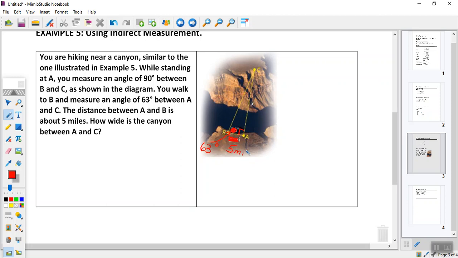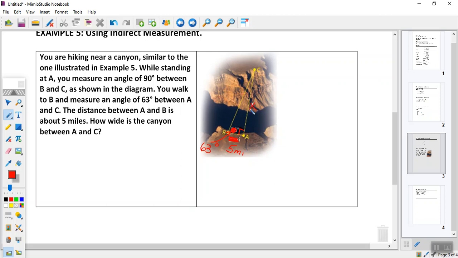Okay, so we're on this side right here. We were at A. We measured a 90-degree angle looking straight at C. Okay? We walked how many miles this way, kids? 5. And then we looked back at point C up here and we said, ooh, that angle formed with this and that line, the line we walked to C, is how many degrees? 63. The question says, how wide is the canyon between which 2 points? A and C. So we're looking for this distance right up here, X, aren't we?